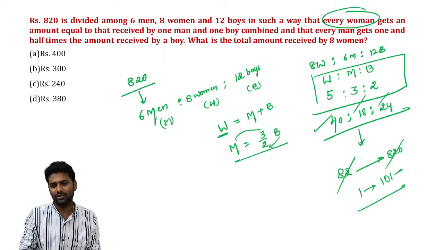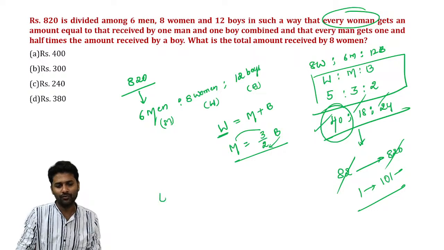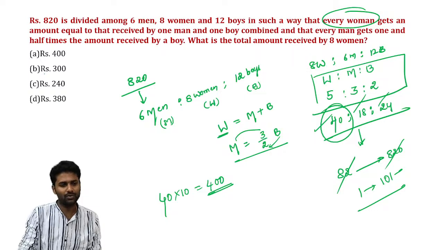But here the question is, what is the amount received by 8 women? 8 women got 40 units. Each unit is 10 rupees. 40 into 10 is equal to 400.